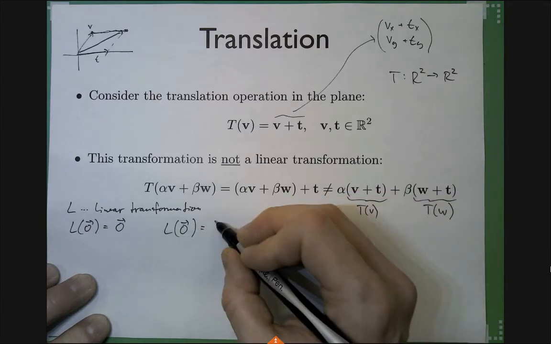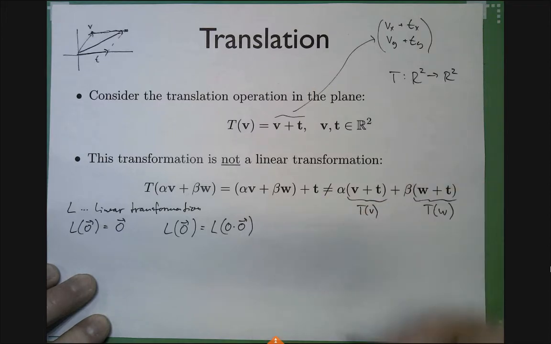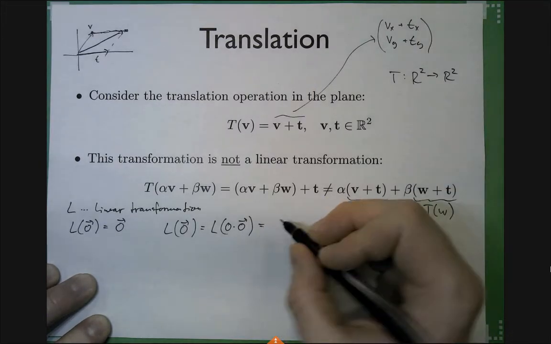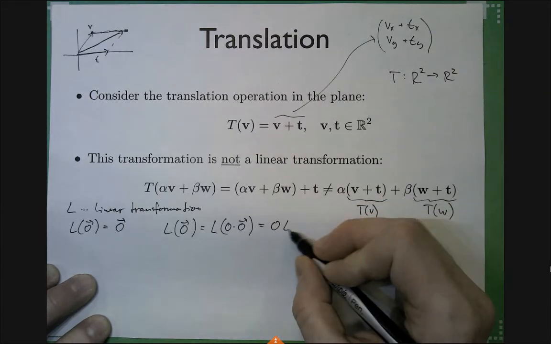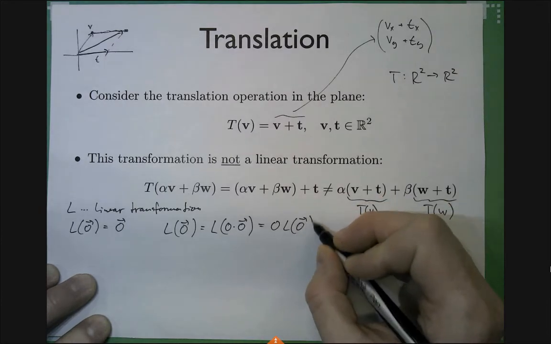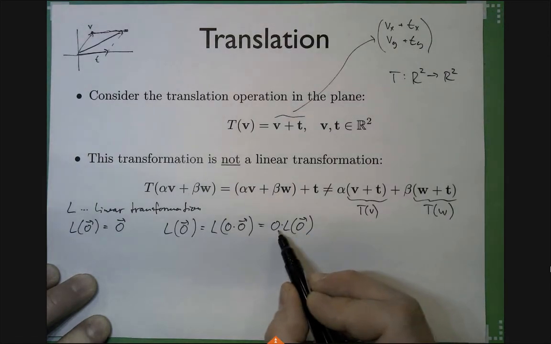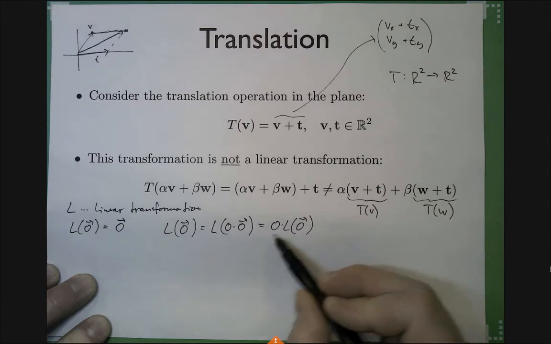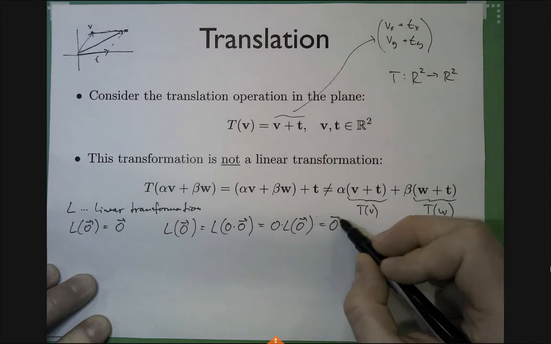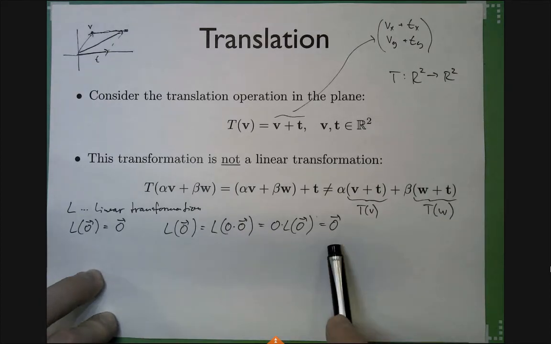So I can certainly write 0 as a 0 scalar times 0 vector, right? Because L is linear, I can take the 0 out. That's again the defining property of linear transformations. L of 0, scalar product. But I know that 0 times anything, the scalar product of any vector with 0, is a 0 vector, right? So I have to conclude that the linear transformation of the 0 vector is the 0 vector.